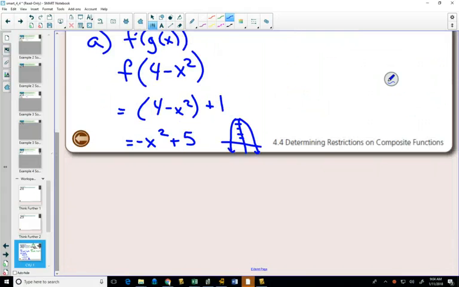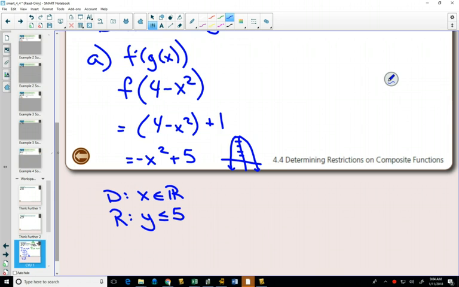And what's the domain? The domain is everything. What's the range? Y is less than or equal to 5. Now, that is not easy to see unless you find the explicit equation. Without that explicit equation, just looking at your original equations, it's tough to find out that that's what it is.